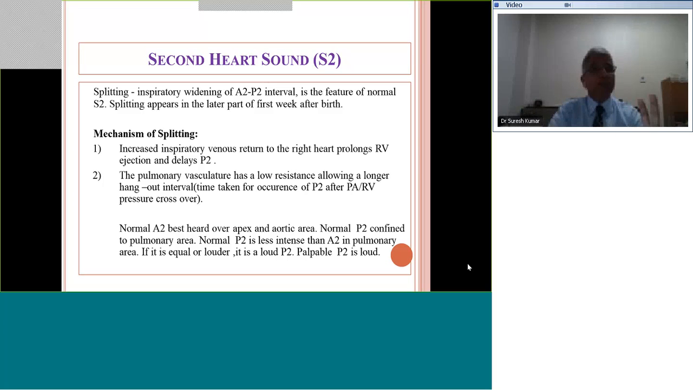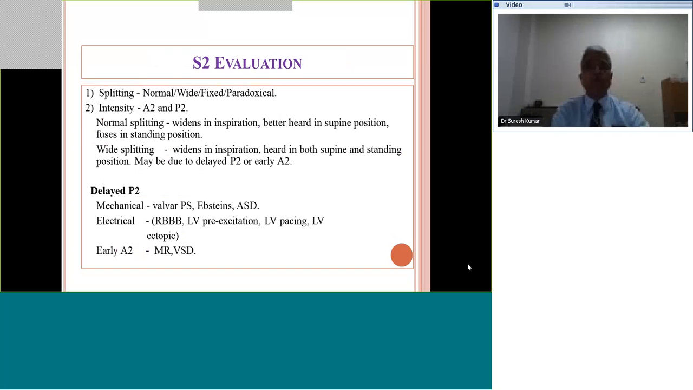And remember, when you are describing the second sound, you have to describe the split and you have to describe the intensity of P2. So to evaluate S2: splitting, normal, wide, fixed or paradoxical. And intensity is the comparison of A2 and P2.